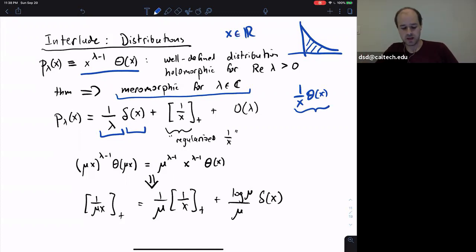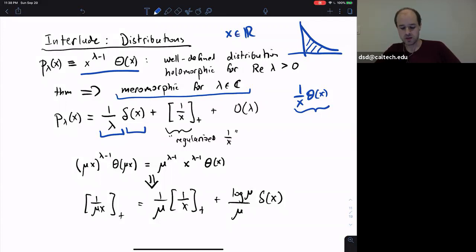Now, this thing is a meromorphic function of lambda, so it has a Laurent series. The next thing in that Laurent series is something that I'll call the plus distribution, which is a kind of regularized version of 1 over x. In words, the way the plus distribution is defined is that you integrate against 1 over x and you subtract off the log divergence.